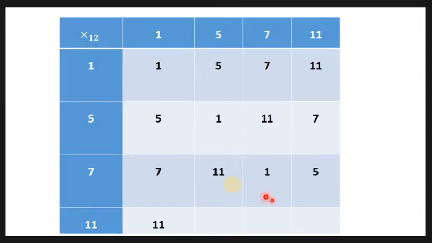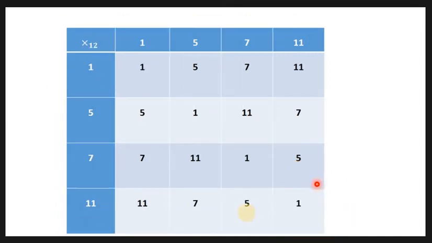Next, similarly, next row is also filled by multiplying with the 7, 7 5s are 35, and 7 7s are 49. 49 minus 48 is 1. And the last row, that is 11 1s are 11. 11 5s are 55.